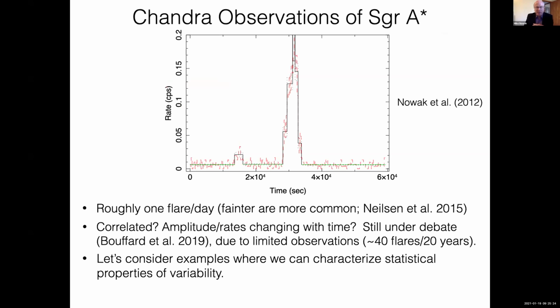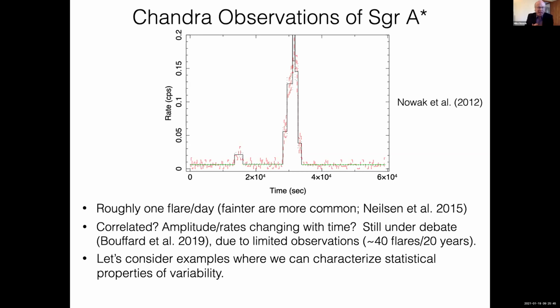And here's another example of one of the 4 or 5 brightest flares we've ever seen from Sagittarius A-star. This one was a bit more obvious to see with this method. Now, we see roughly 1 flare per day. We believe that the fainter ones are more common. We see more of the fainter ones. We can show that statistically.